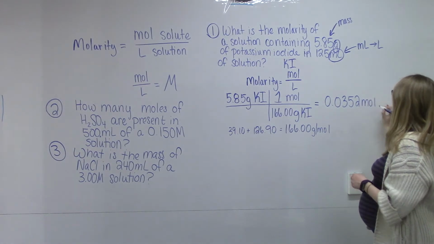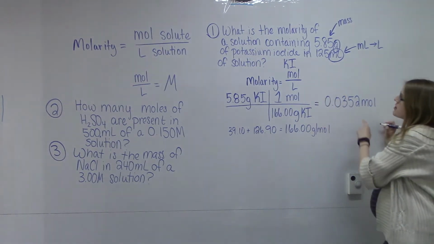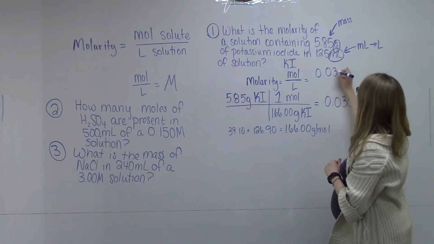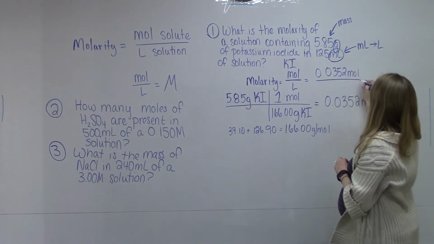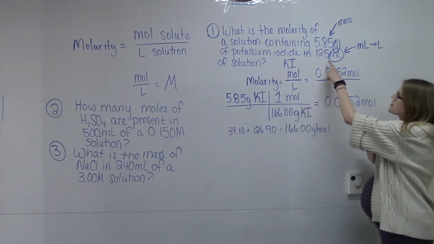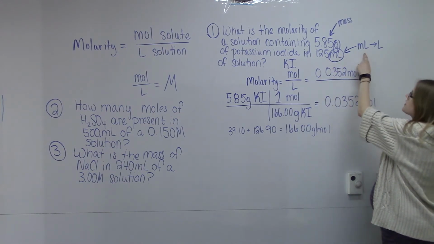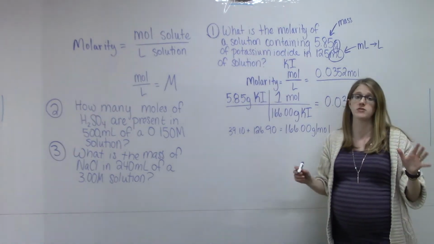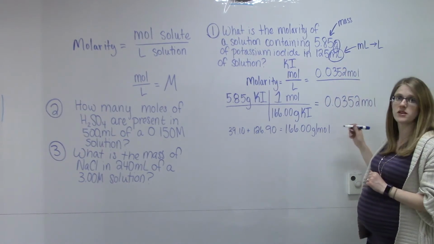moles. Okay, now you see we've got moles here, we have moles here on the top. So now we are ready to plug in that top number, 0.0352 moles. Okay, divide that by liters. Let's look at our volume. We were given mL. We have to convert that to liters. Now what I'm going to tell you is this is a conversion you're going to do many times. You can set up your dimensional analysis if you want, put mL on top, mL on the bottom.